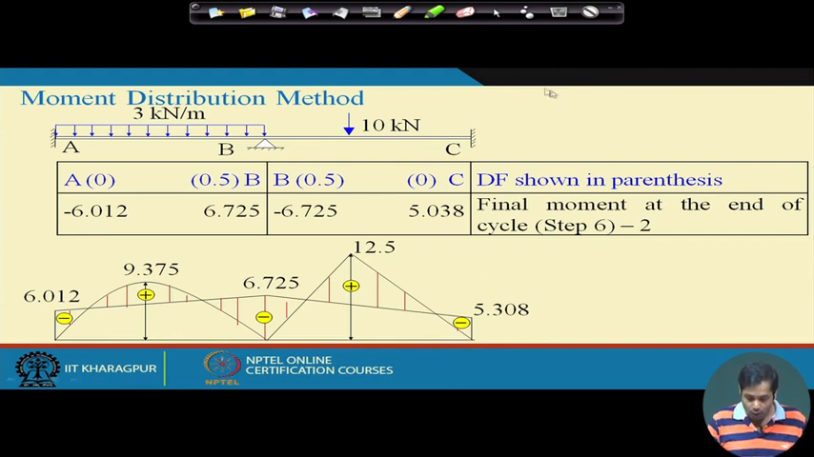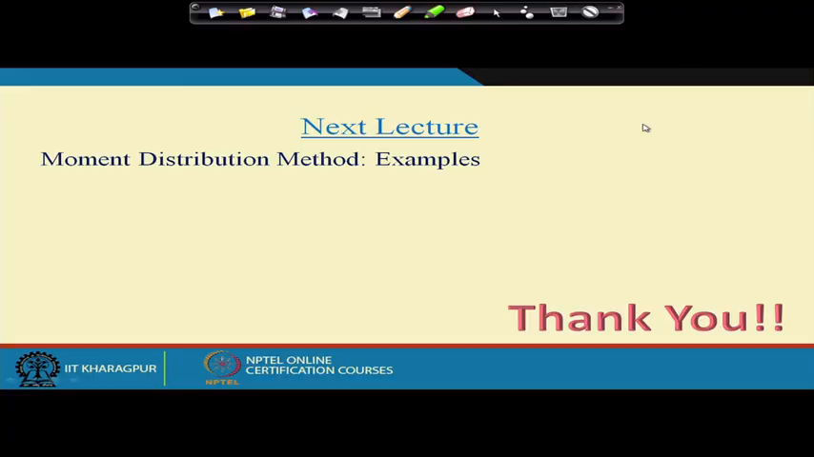Okay. Now what we do next is this: the objective of today's class has been to just introduce the moment distribution method and the steps involved in it. That will be demonstrated through some examples in the subsequent classes. Okay. So next class onwards we will see some examples where indeterminate structures are analyzed using the moment distribution method. So in the next class, thank you.